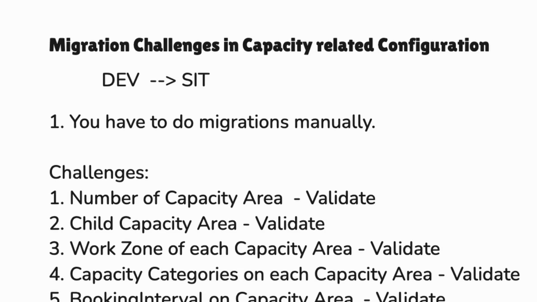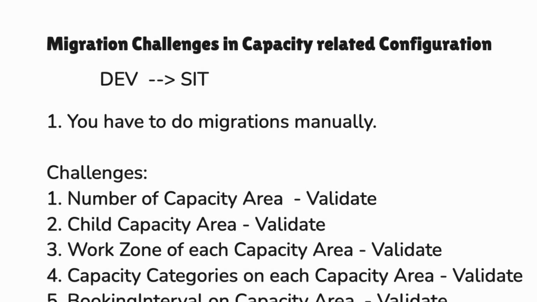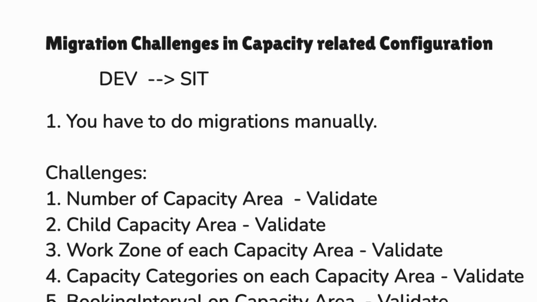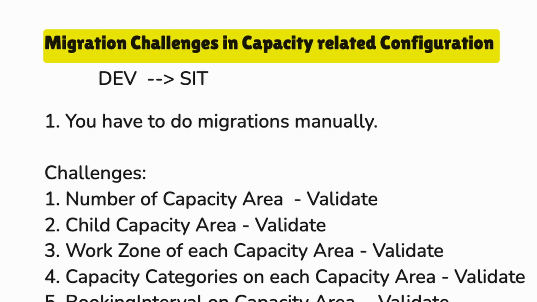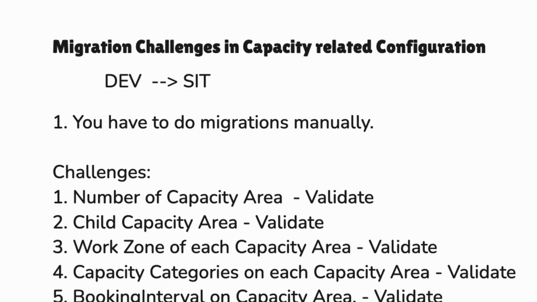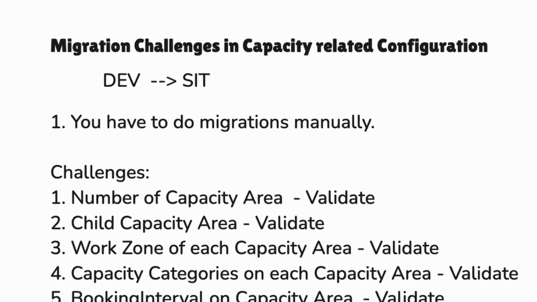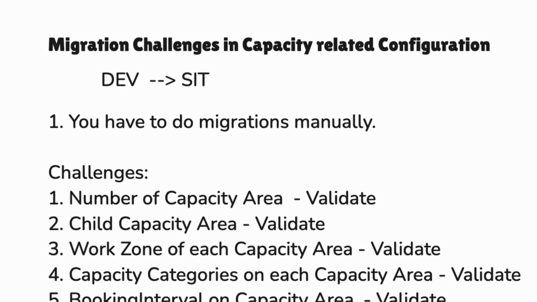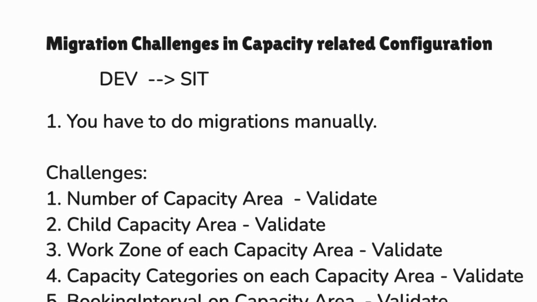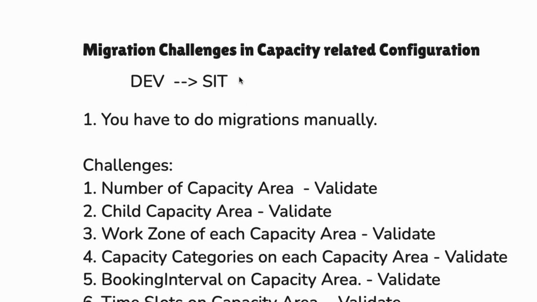I'm going to talk about how to migrate capacity related changes from one environment to another environment. There is no automation, there is no metadata API, so we need to do everything manually, and it's a very time-consuming task, and there is a chance of error. If you have a number of capacities and their related configurations, time slot, capacity area, category, then moving from one environment to another, there will be a possibility of manual error, human error. There is no automation, so obviously we have to do everything manually.